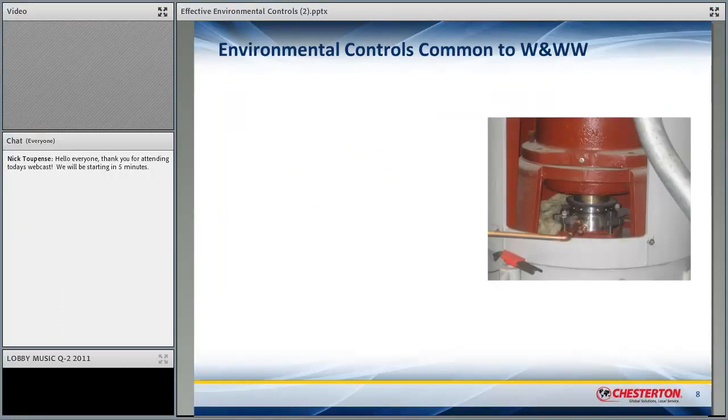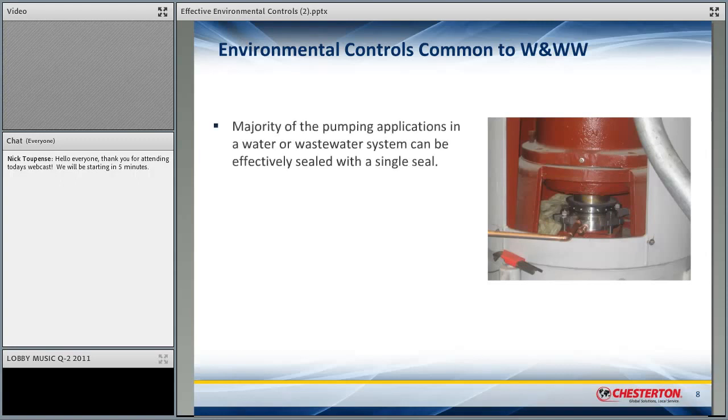In terms of environmental controls common to water and wastewater, the majority of the pumping applications in a water or wastewater system can effectively be sealed by a single seal configuration. So today we're going to focus primarily on the single seal controls, along with a select dual seal system.